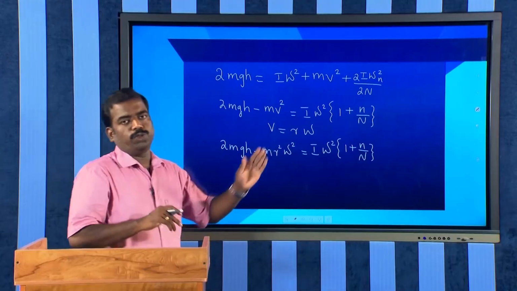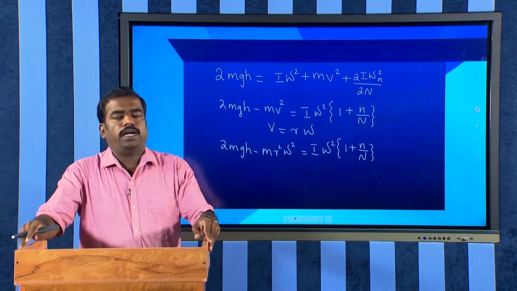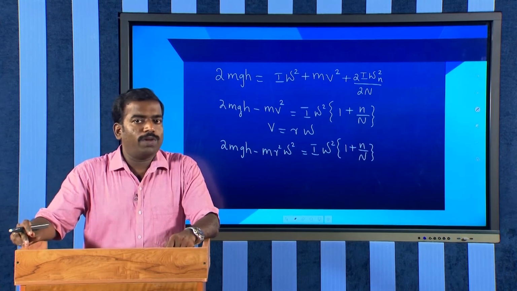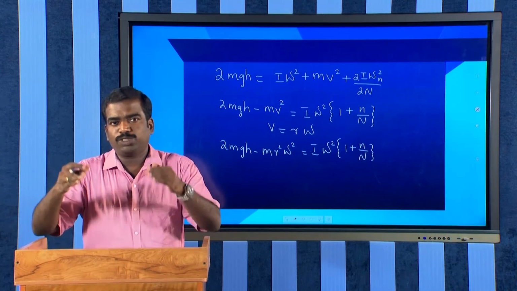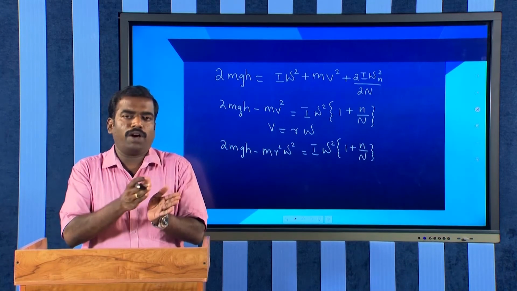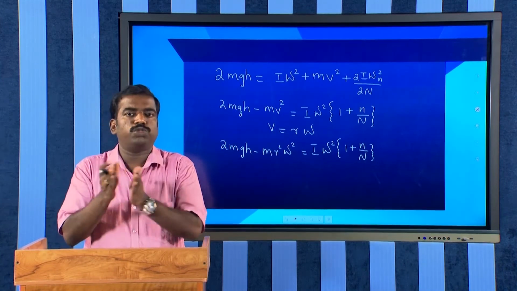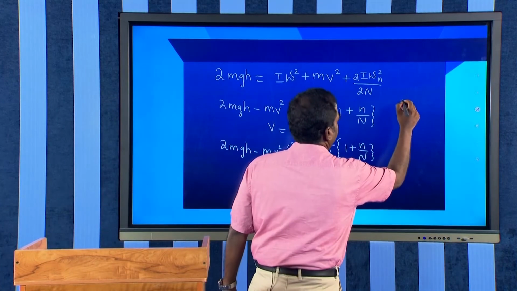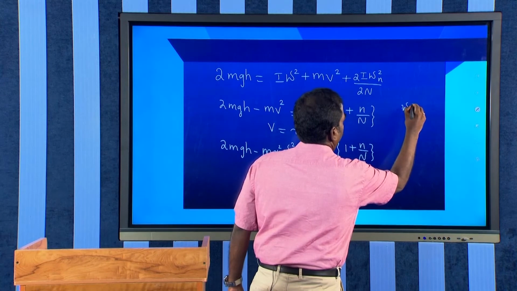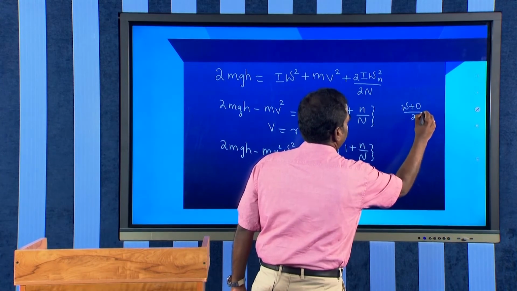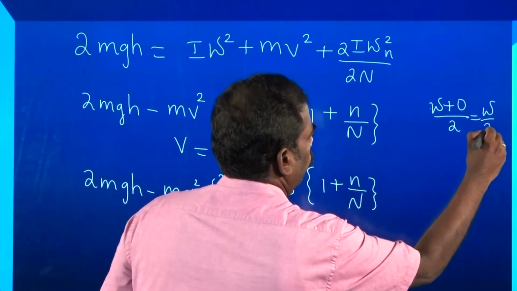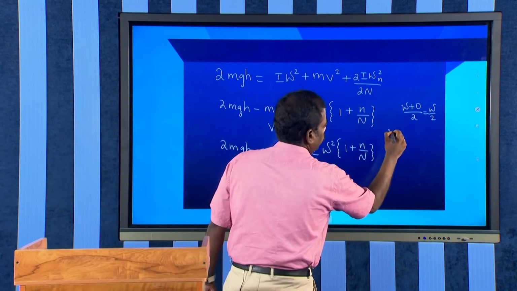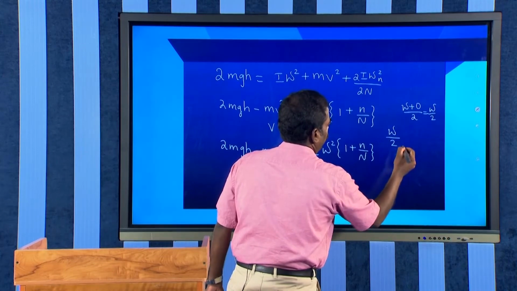Here we need to substitute omega. Please understand, when the flywheel rotates, it rotates with an angular velocity omega, but when it stops, after making n rotations, it comes to rest, so the angular velocity is 0. So the average angular velocity is omega plus 0 by 2, which is omega by 2.